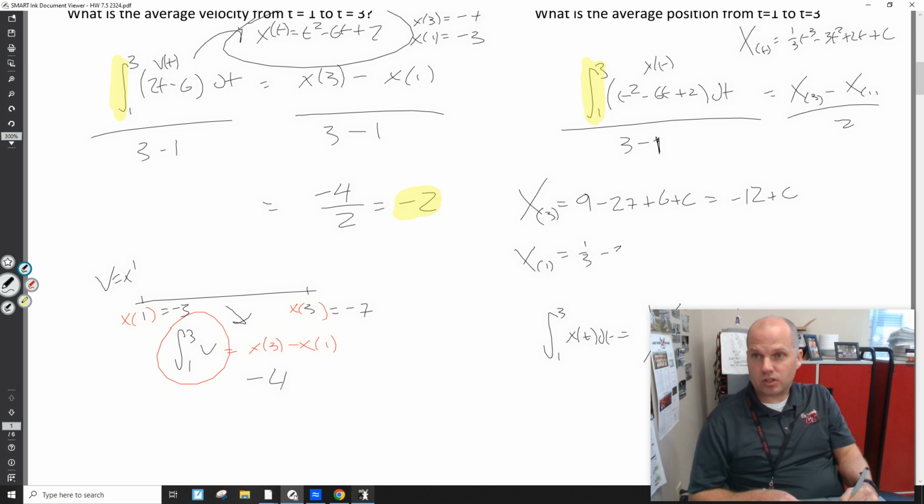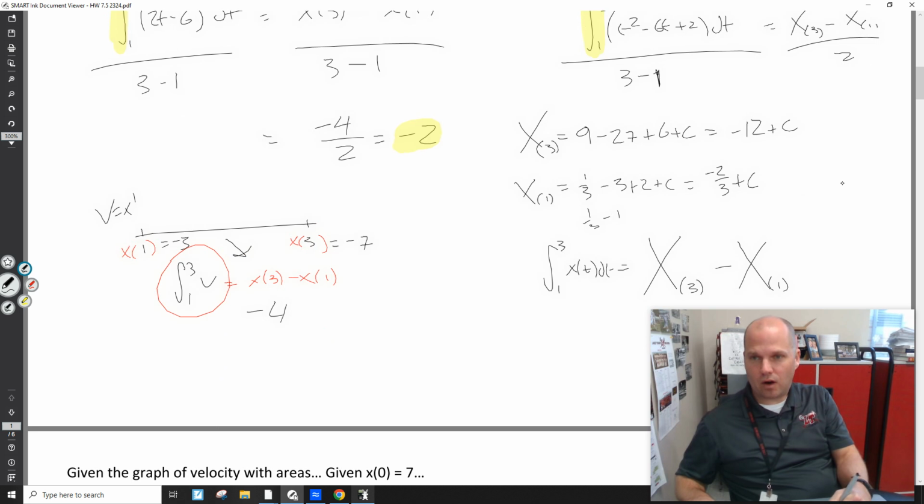That sucks. Minus 3 plus 2 plus c. That's 1/3 minus 1. That's not that bad. That's negative 2/3 plus c. I go from negative 2/3 to negative 12. So subtract the 2. The c's won't matter. You can almost forget about them. Subtract the negative 2/3 from the 12.